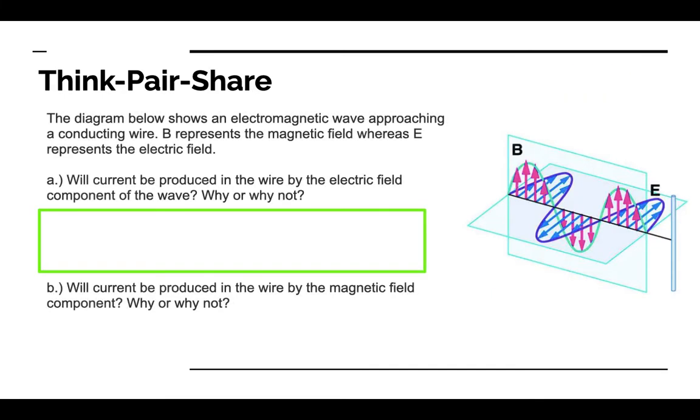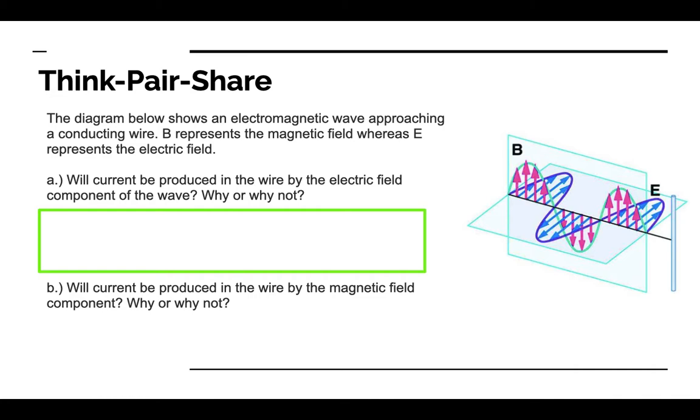So here's a brief think, pair, share for y'all. The diagram below shows an electromagnetic wave approaching a conducting wire. Here, our electric field is moving horizontally and our magnetic field is moving vertically. B represents the magnetic field, whereas E represents the electric field.